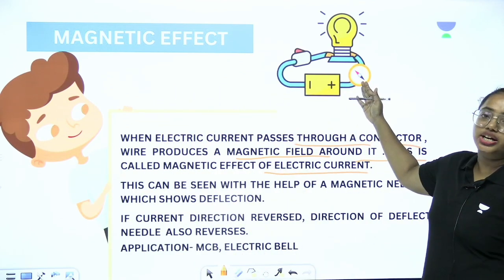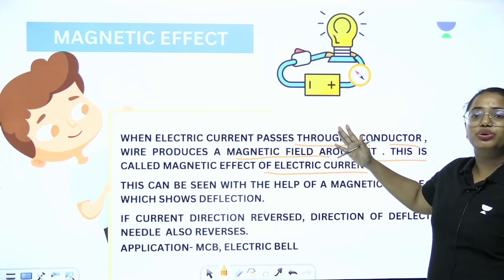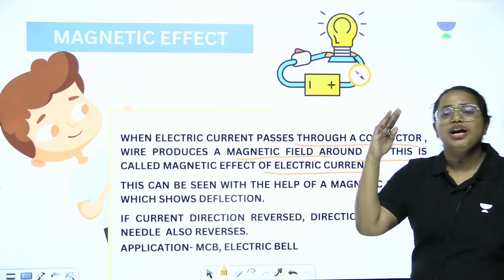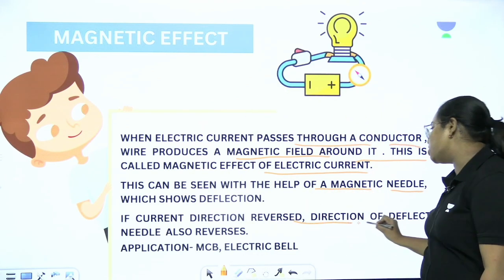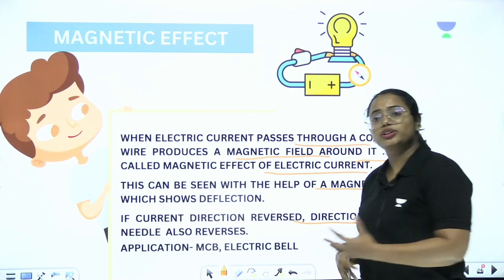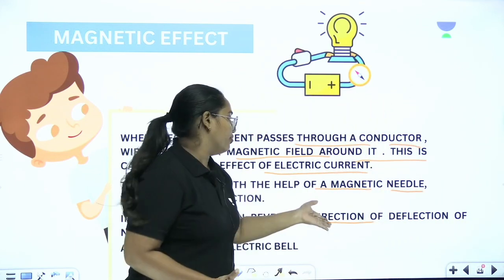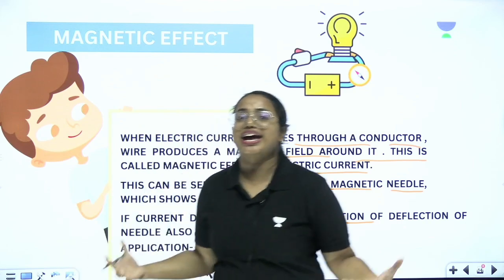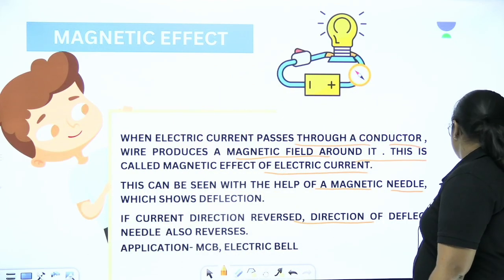If there is a deflection here, it's nothing but due to the magnetic field produced by the wire. And if the current direction is reversed, what about the direction of this deflection? This also can reverse. Now we are moving towards the next one.